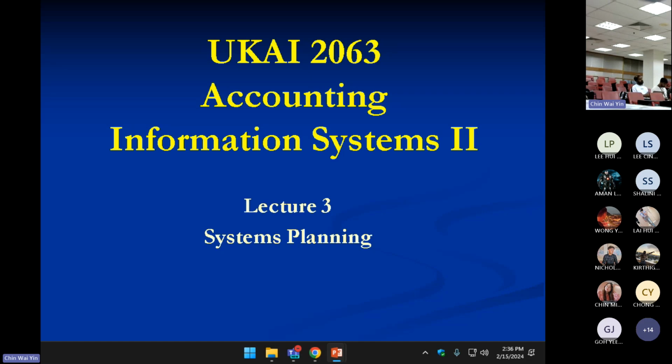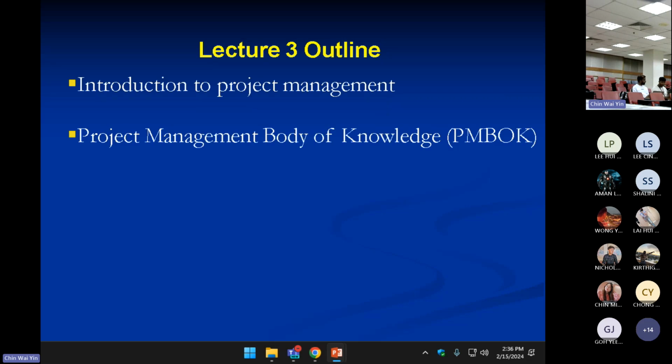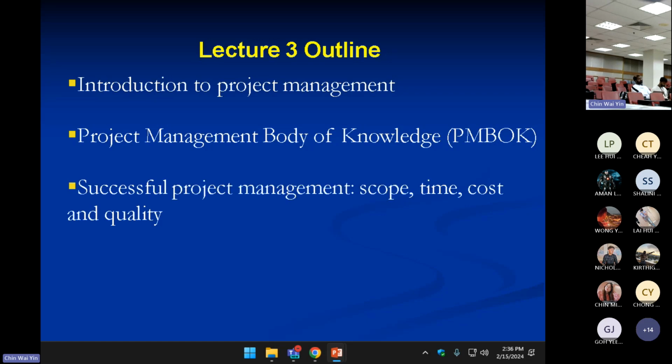Our first phase, systems planning. Our focus under system planning is what project management is. We're going to look at the project management body of knowledge, and what it is. And then we are also going to talk about scope, time, cost, and quality, and how to balance them in order to ensure that your project management is successful.